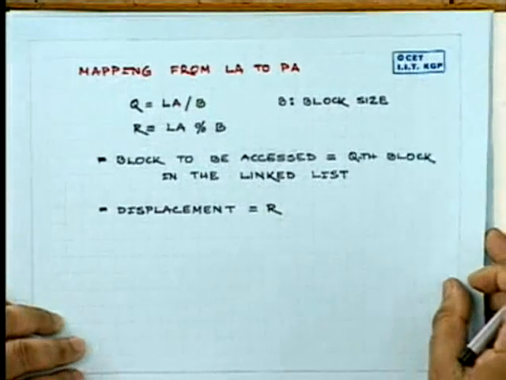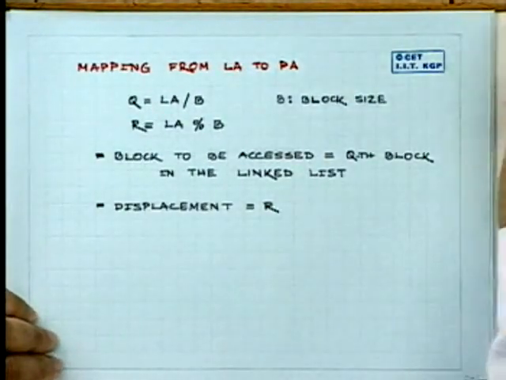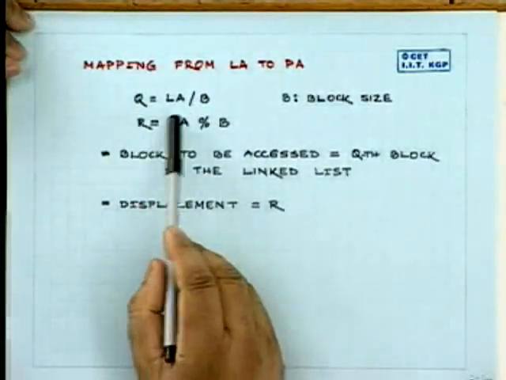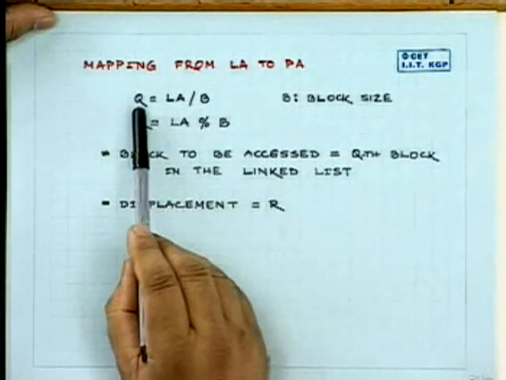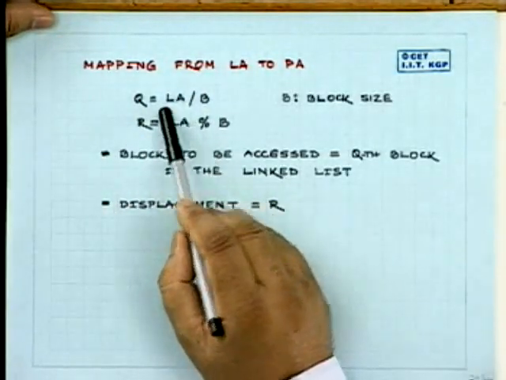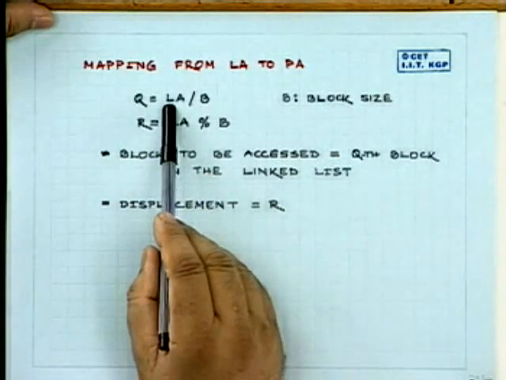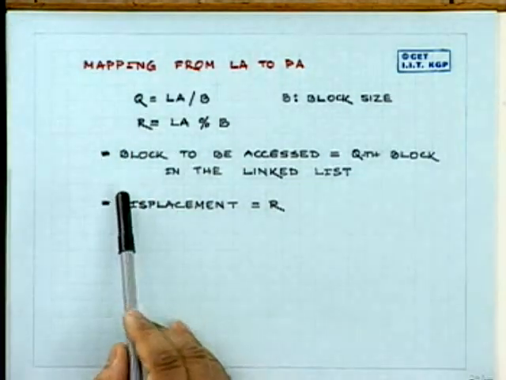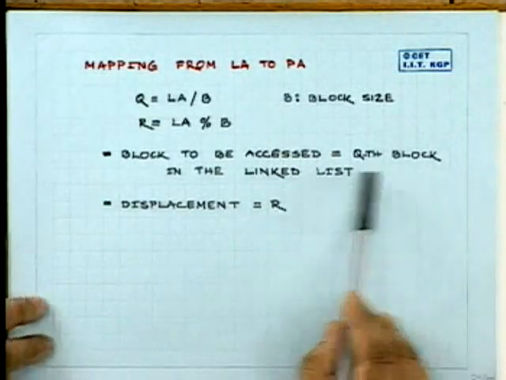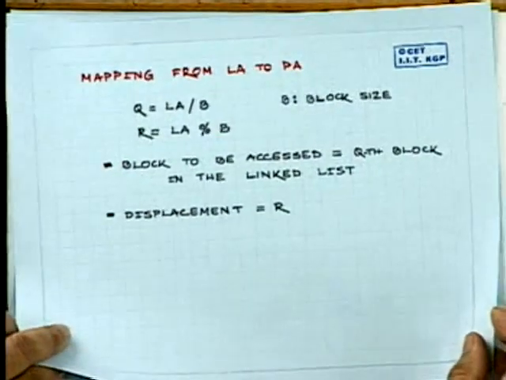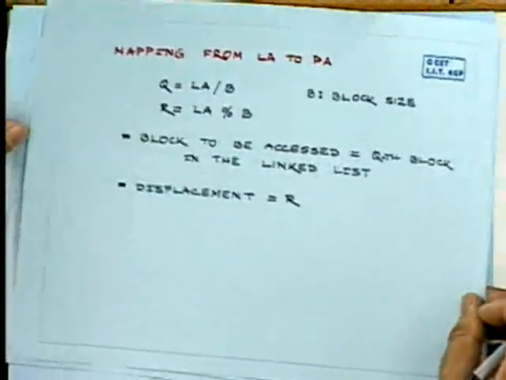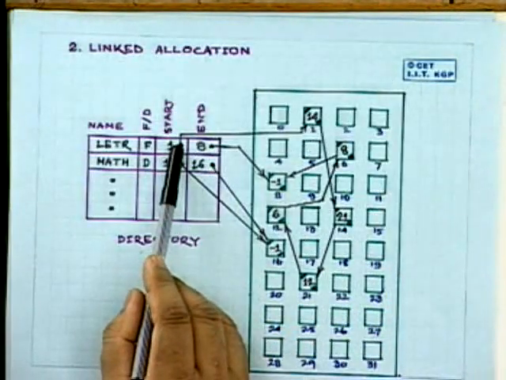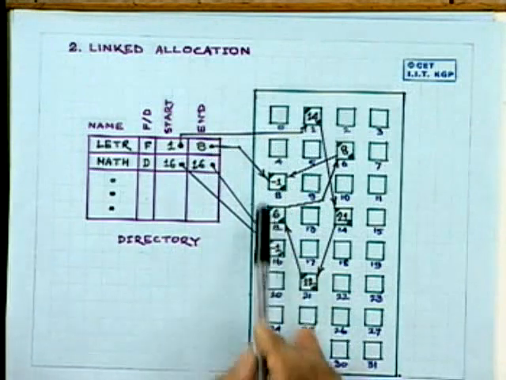Let us see the situation here. Say the logical address is given, how do I find which block that logical address belongs to? That means which block the logical record belongs to. Once more, divide to get the quotient and take the modulo operation to get the remainder. Now the block to be accessed is the Qth block in the linked list, which means that if the division tells me that the value is 5, then you have to start from here and go to the 5th block to get that logical address.